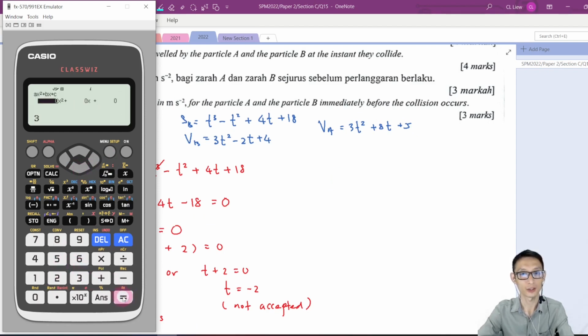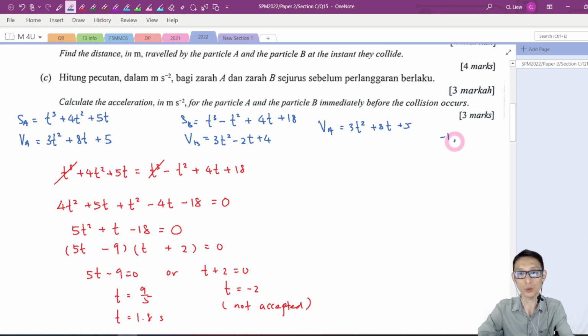3, 8, and 5. Okay, you will get negative 1 and negative 5 over 3. Negative 5 over 3, okay, negative 1.6. I just round off with two decimal places: negative 1.67. So negative 1 and negative 1.67.